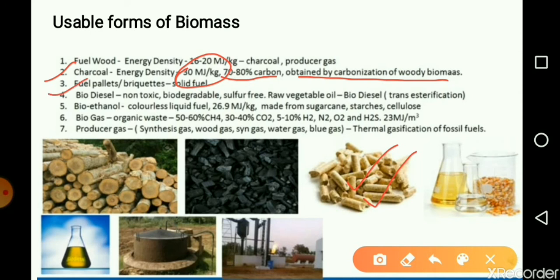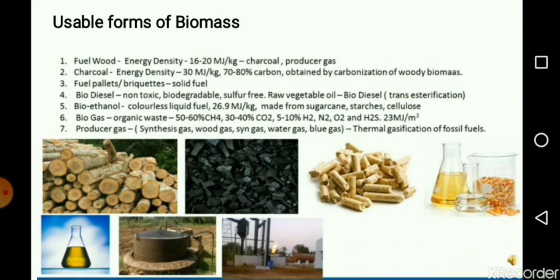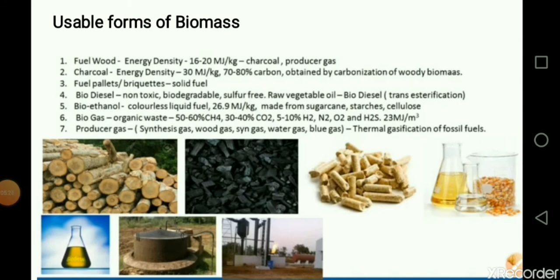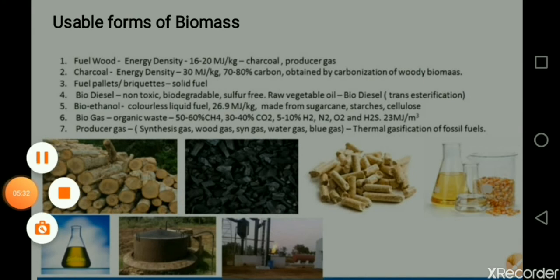Another one is the biodiesel. This biodiesel is a non-toxic, biodegradable and sulfur-free fuel. It can be obtained from vegetable oil, that may be edible oil or non-edible oil. This process is called the trans-esterification process. Through the trans-esterification process we get this biodiesel, and we can use it either in pure form or blend it with petrol and diesel to run IC engines.